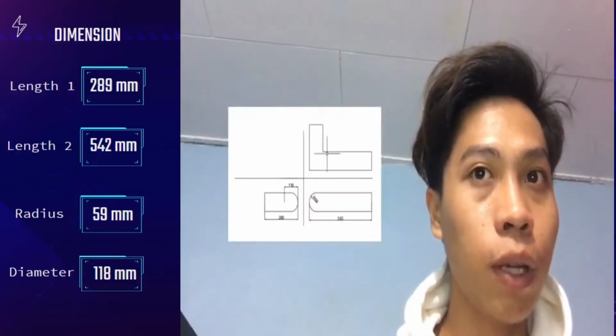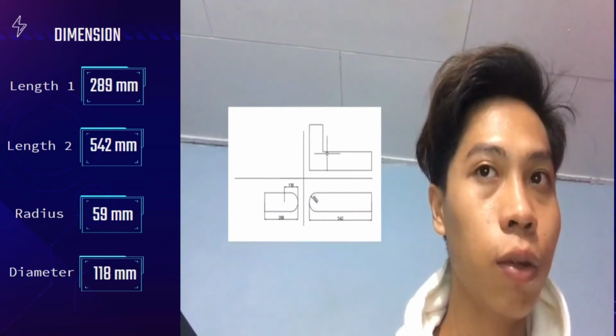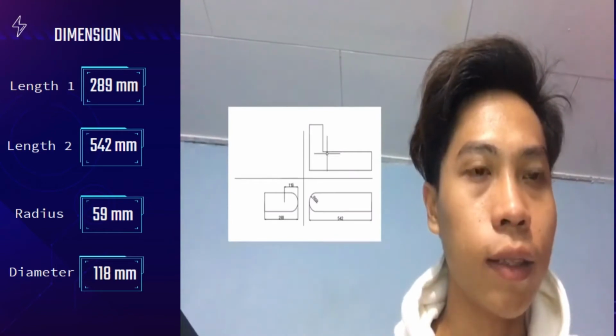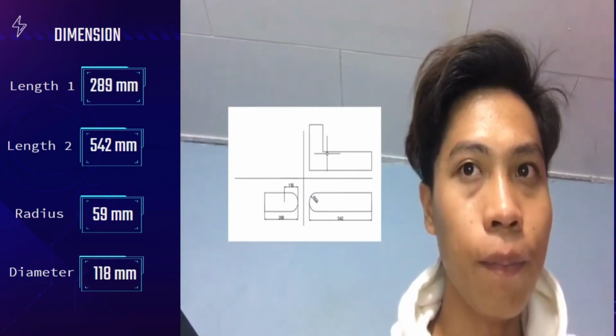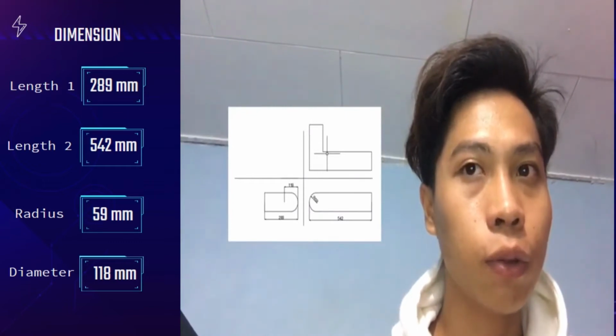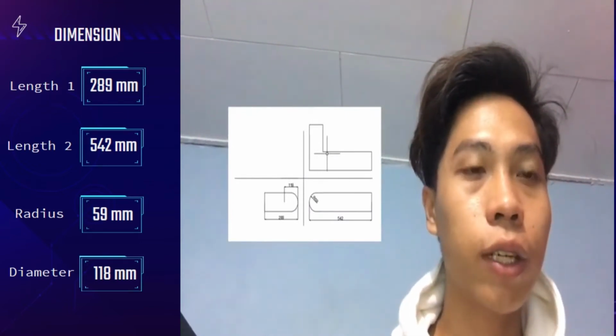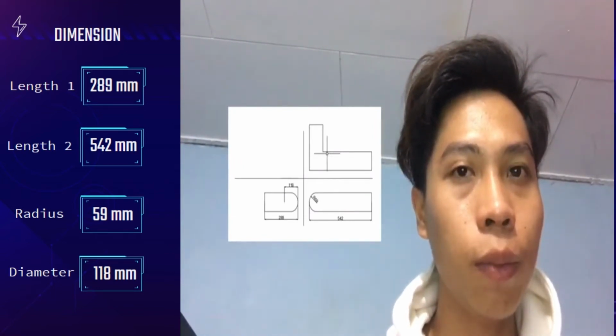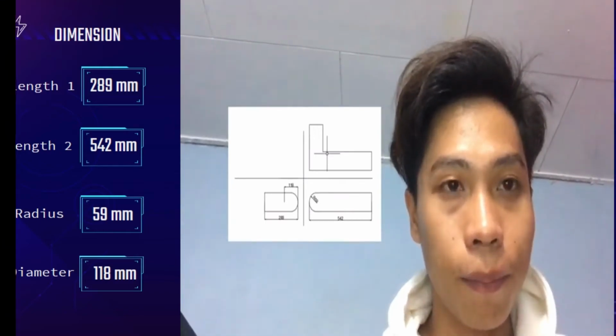Hi, my name is Muhammad Azrikimi bin Abdul Halim. Now I will share with you the real picture of the tubular lever lock. And now I will share with you the 2D drawing. I have prepared a front view, side view and top view. For the dimensions, length 1 is 289 mm, length 2 is 542 mm. The radius is 59 mm, and the diameter is 118 mm.